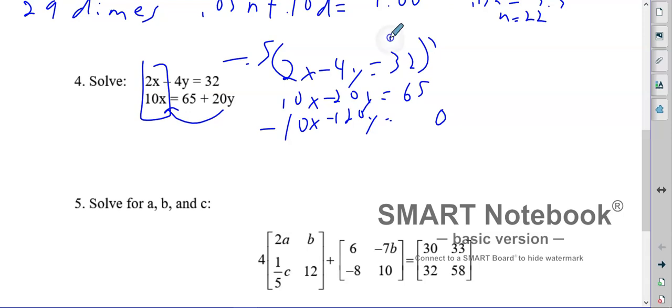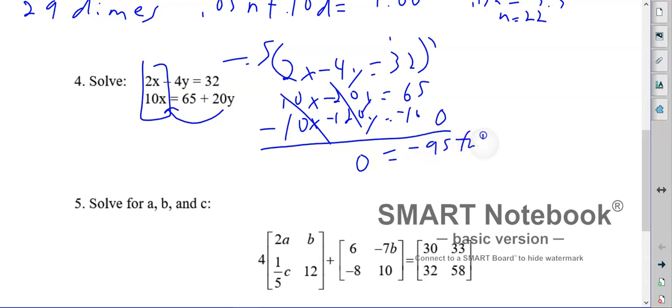5 times 2 is 10. 5 times 3 is 15. 16, negative 160. But what happens here is those cancel out, and I end up getting 0 equals, doesn't really matter what the number is, but it's going to be negative 95. This is a false statement, which means no solution.